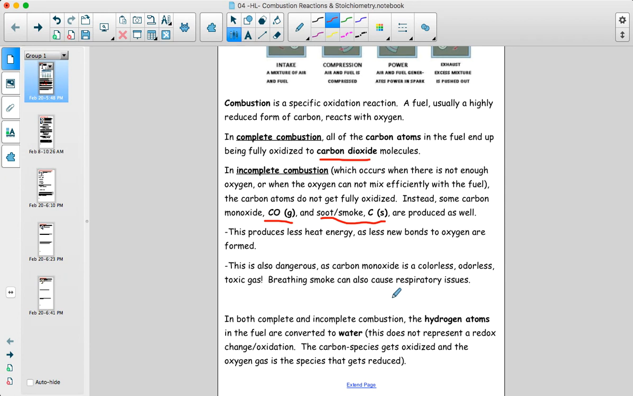No matter if you burn something completely or incompletely, if the fuel contains hydrogen, the hydrogen will get converted into water. So hydrogens tend to be on the outside of the fuel molecules. And so if the molecules are reacting with oxygen, then the hydrogen atoms will get converted into water molecules. It's not actually the oxidation of hydrogen. If you put in the oxidation states, there's no redox change happening to the hydrogen, but it will convert to water.